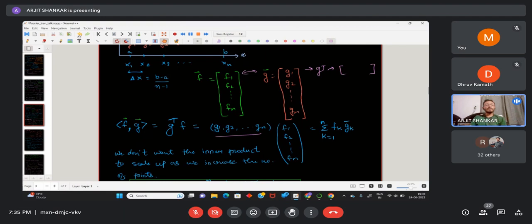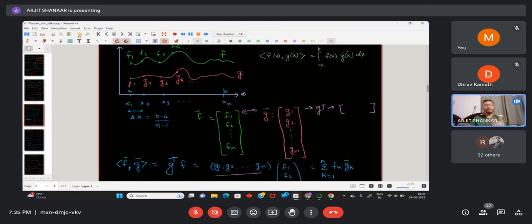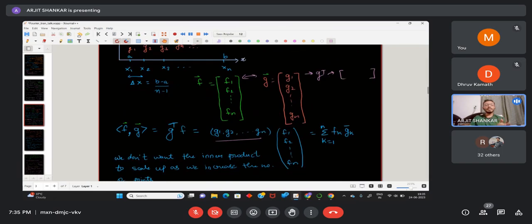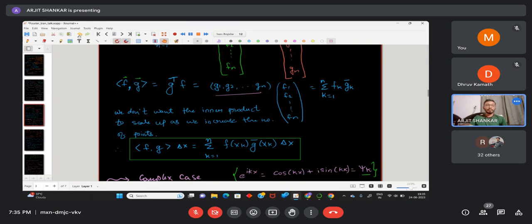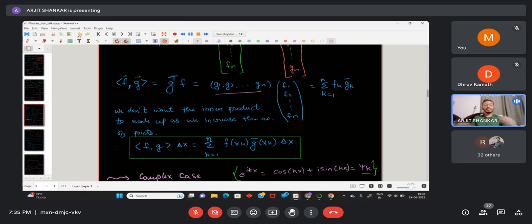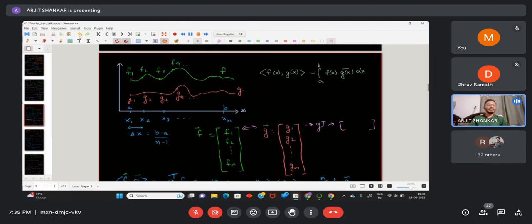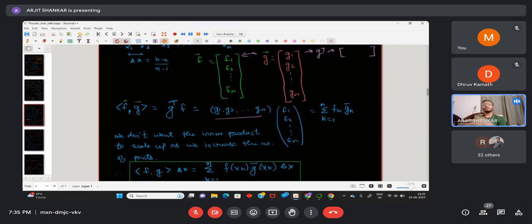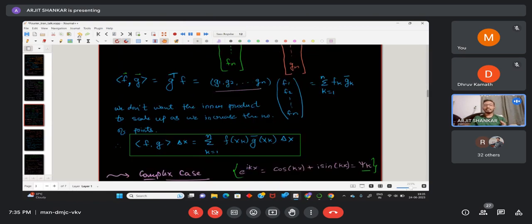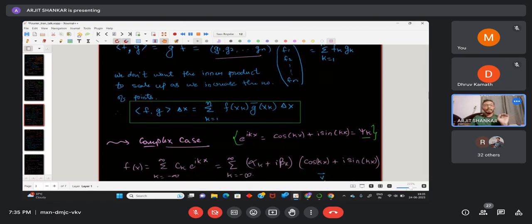If one of the functions, or let's say both of the functions, are complex valued, then you will have to take the conjugate instead of just taking the transpose. That's it. Now, we don't want our inner product to scale as we increase the number of points. What does it mean? Here we have n number of samples. If we increase the number of samples to 2n, the number of terms in our inner product will also increase. It will go to 2n. We don't want that. So just to make things concise, we will multiply it by delta x on both the sides. Fine.